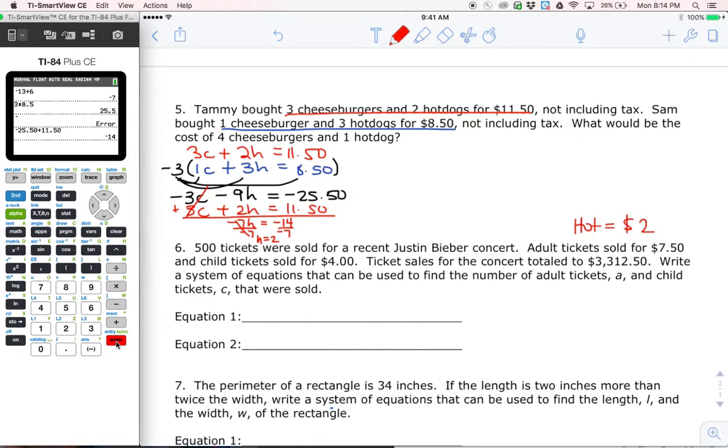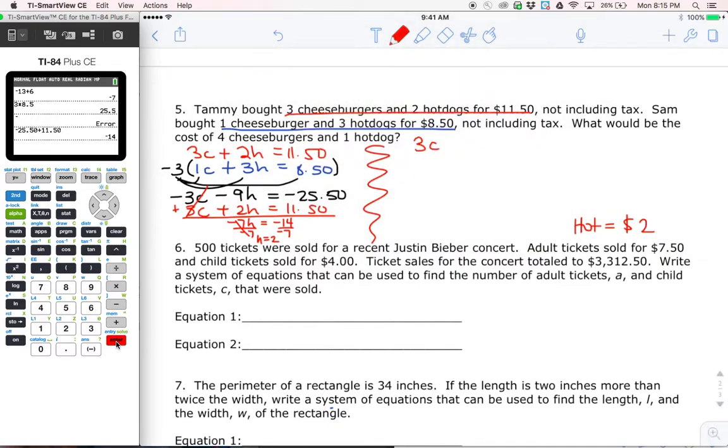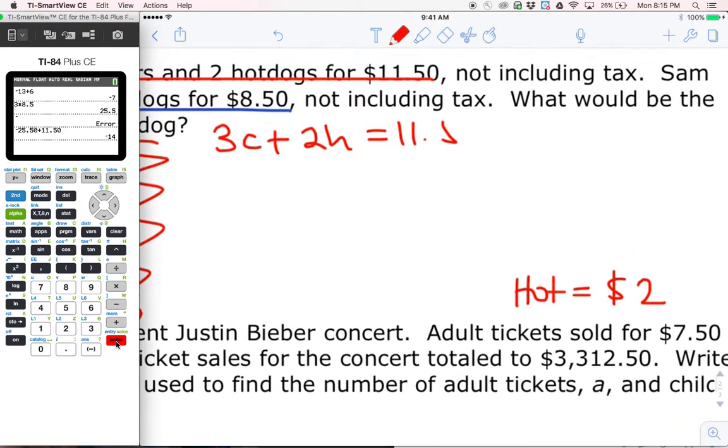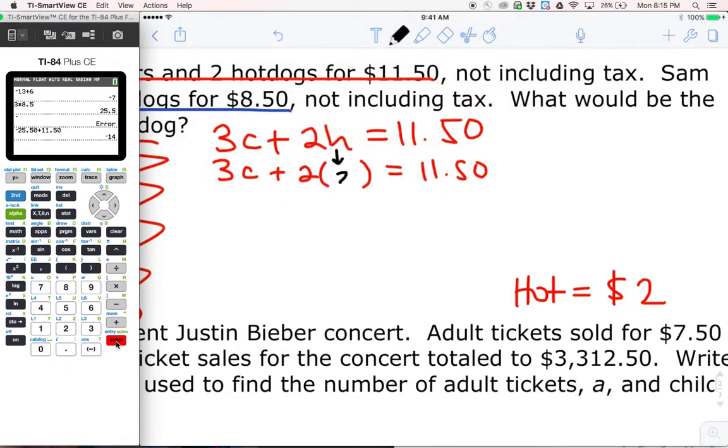All right, now I still have to figure out the price of a cheeseburger. If I know that hot dogs are $2, I can just plug that in like I've been practicing. So I'm going to take the first equation, the red equation. I'm going to write 3c plus 2h is equal to 11.50. And now I'm going to plug in the fact that hot dogs are $2. So I've got 3c plus 4 is equal to 11.50.